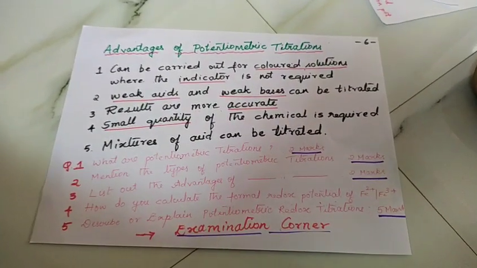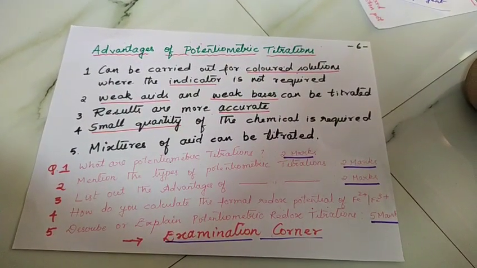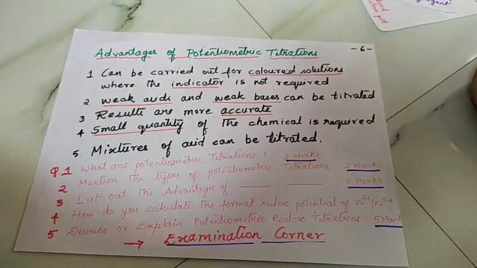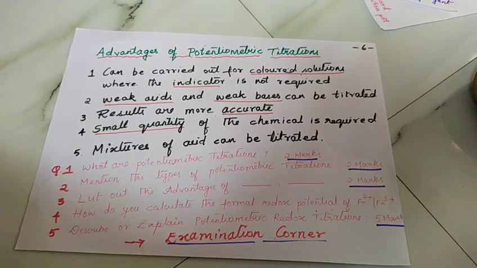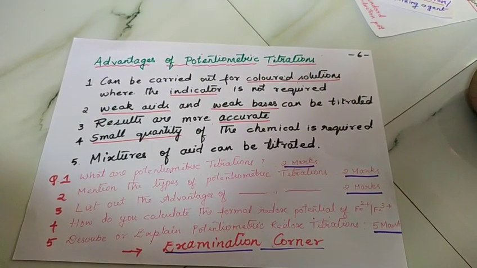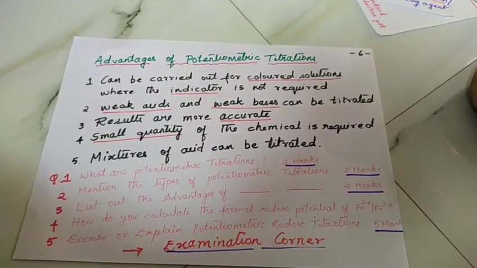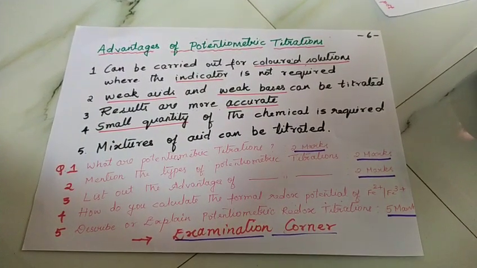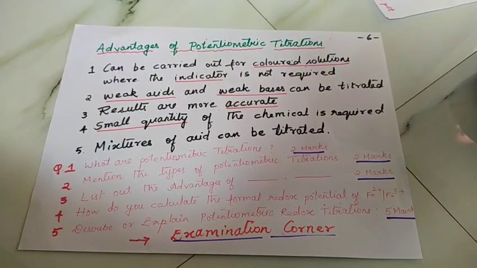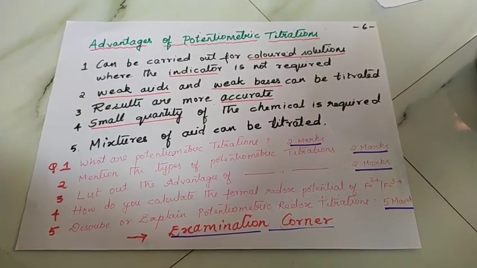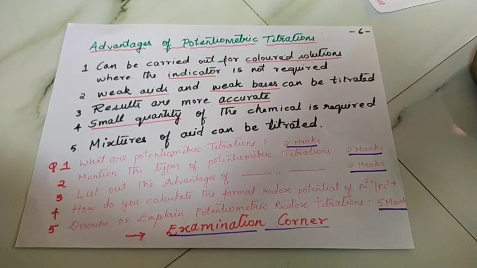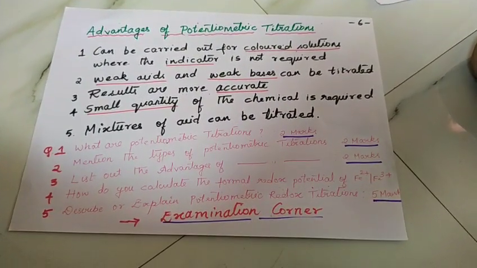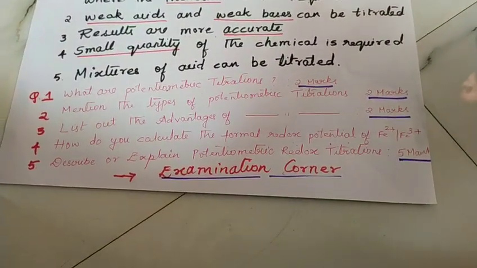And finally, let us understand the advantages of potentiometric titrations. The first one is that it can be carried out for colored solutions where an indicator is not required. The second is that even weak acids and weak bases can be titrated. Results will be more accurate, since we are determining the endpoint through the graph. Only a small quantity of the chemical is required. Even a mixture of acids and bases can be titrated.